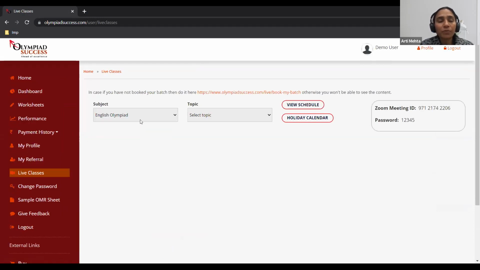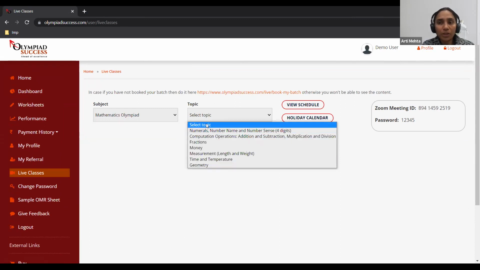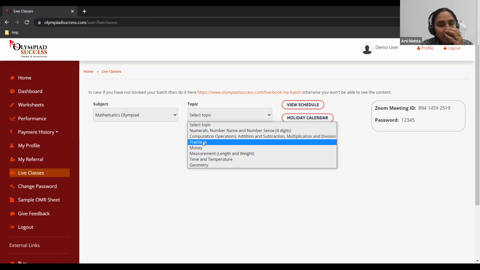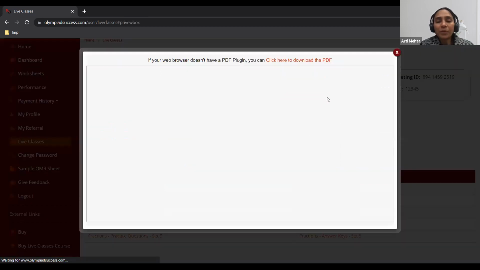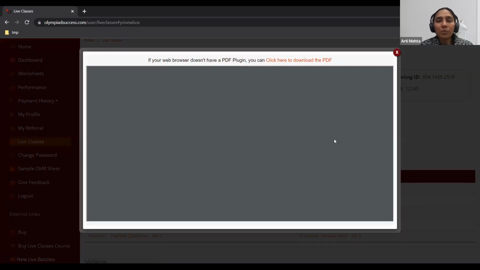And on this page, you can see all the subjects for which you have enrolled. Here, this is Mathematics Olympiad. I'll click on Mathematics Olympiad and select the topic. All the topics related to this subject will be displayed. Let's say I select fractions, so reading material, practice questions and answer keys related to fractions would be displayed. I just have to click on the links available, and the PDF will open up, so you can study from the PDF.